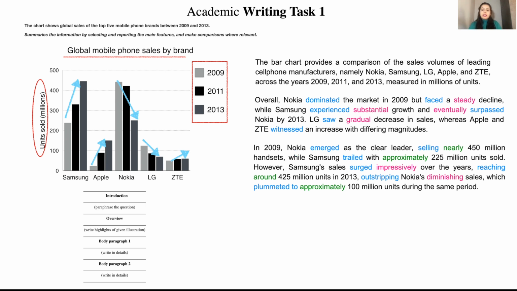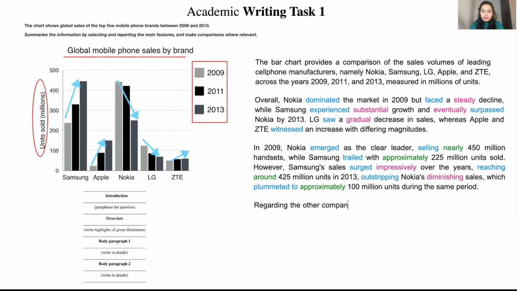Now LG, Apple and ZTE, we have mentioned them in another sentence. And as you can notice, all three are in a single sentence. So this is what we have to do now: we have to make body paragraph 2 for them. We are going to include the information regarding these three companies in body paragraph 2. All right, so I'm going to write this.